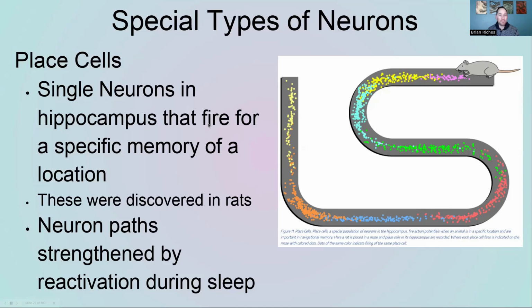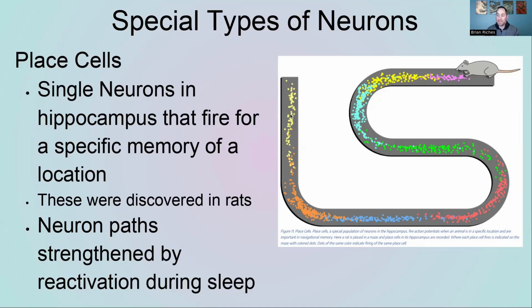One other thing that they saw was that these neuron paths, the connections between them, were strengthened for better reactivation during sleep. So this yellow and seafoam green one are probably a lot more connected than the seafoam green and this yellow one. So these are specific neurons that help you remember this place.